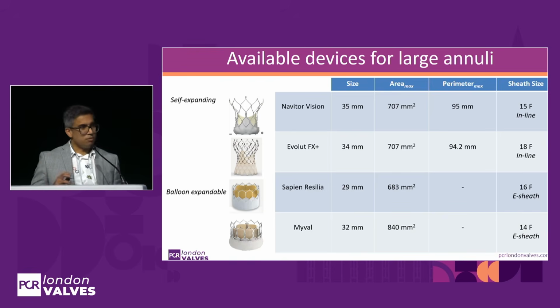It is important to remember the differences between these valves. If we look at the difference between the two self-expanding valves, one of the things that stands out is the difference in sheath size. The 35 millimetre valve goes through the same 15 French inline sheath that the 29 millimetre valve will go through, which does actually cause some problems with the valve, which I'll go through. But really, you can get away with using these really large valves in quite difficult annulus.